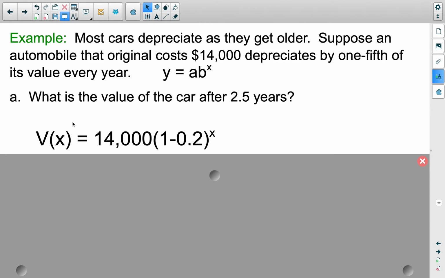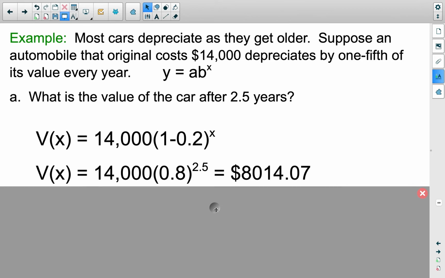I used V for value of the car. Okay, so $14,000 is my initial value of the vehicle, and then I did 1 minus 0.2. 0.2, by the way, is 1/5 as a decimal. And so you're going to have 100% of the vehicle, and you're going to subtract off 1/5 every year. So it's kind of logical if you think about it that way. Of course, you could just write 1 minus 0.2 as 0.8 as well.